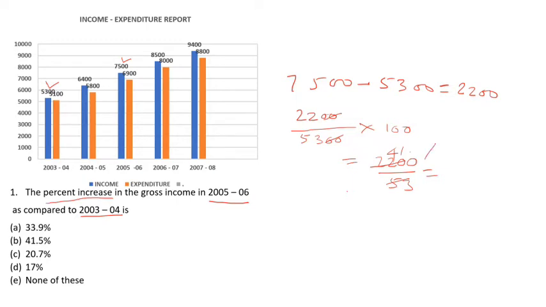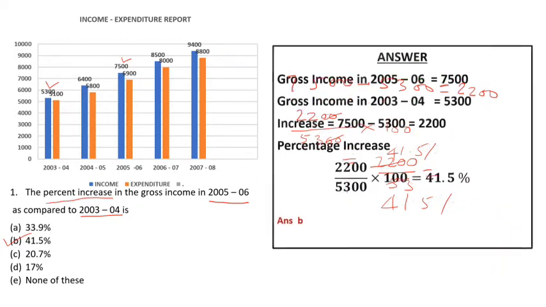So it is 41.5 percentage. So 41.5 percentage is the answer. Accordingly you can mark the correct option, option B. Kindly note it. So this is the answer.